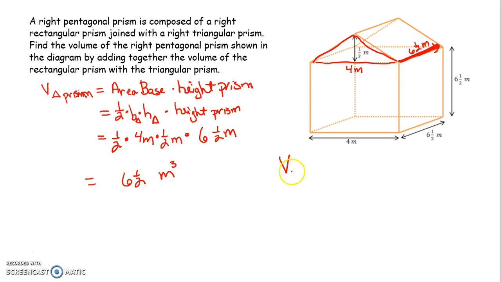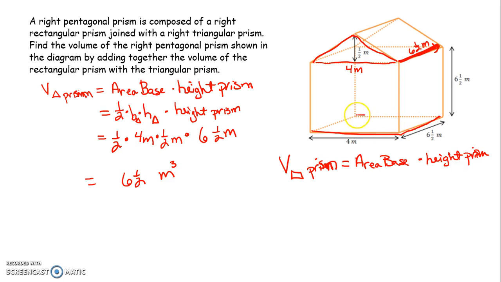Now let's find the volume of the rectangular prism. That would be the area of the base of that prism times the height of the prism. And now we're going to talk about this rectangular prism. The dimensions of the base are 4.5 by 6.5, and then the height of that rectangular prism is 6.5. So that gives us the dimensions for our rectangular prism.